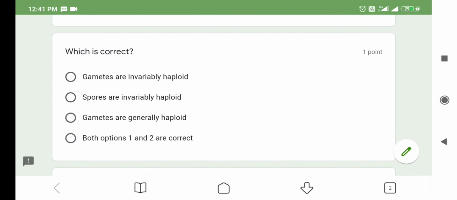Next question. Which is correct? Option number 1, gametes are invariably haploid. Option number 2, spores are invariably haploid. Option number 3, gametes are generally haploid. Option number 4, both options 1 and 2 are correct.